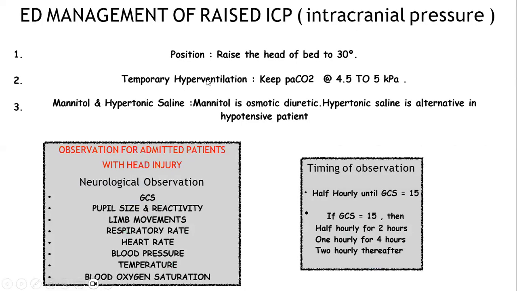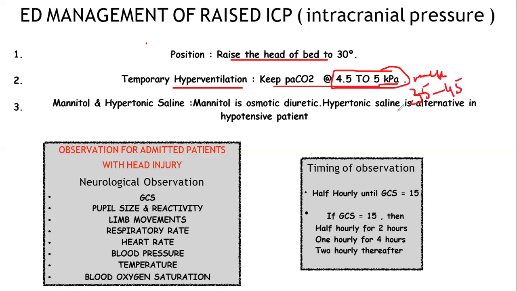Then the management of raised ICP, I guess we have discussed this bit by bit in previous slides. First of all, you have to raise the head position to 30 degrees. Then you can cause hyperventilation, keeping the PCO2 at 4.5 kPa. In Pakistan, we study in millimeters of mercury, right? The normal range of PCO2 on ABG is 35 to 45. And if you convert 4.5 to 5 kPa, the range becomes 34 to 38 almost.